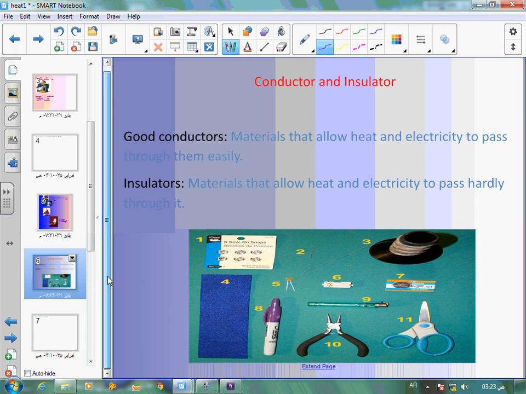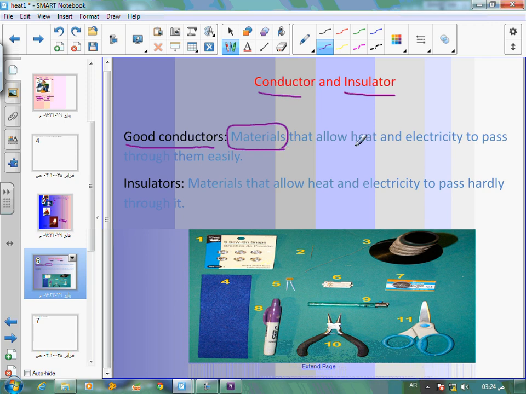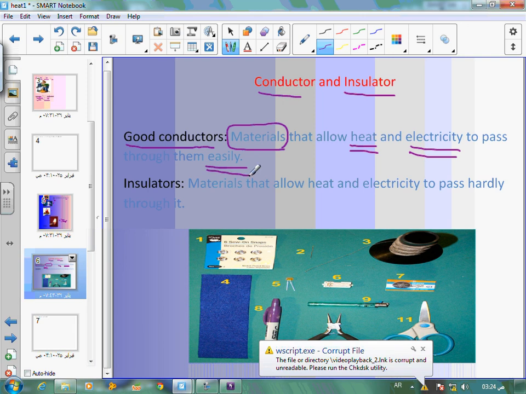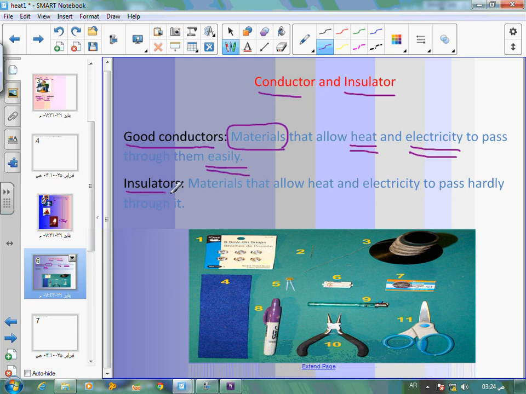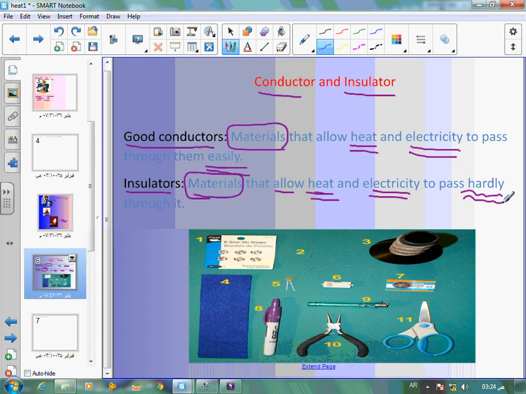Another lesson is talking about the conductor and insulator. We define the good conductor as a material that allows heat and electricity to pass through it easily. So it moves easily in it. But the insulator is a material that allows heat and electricity to pass hardly. So the difference is that in a good conductor they move easily, but in an insulator they move hardly through it.